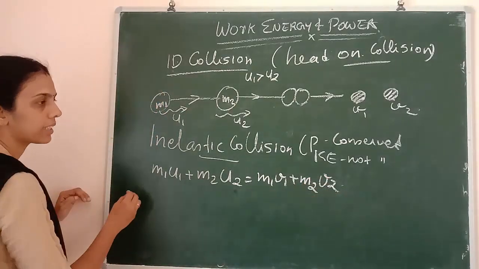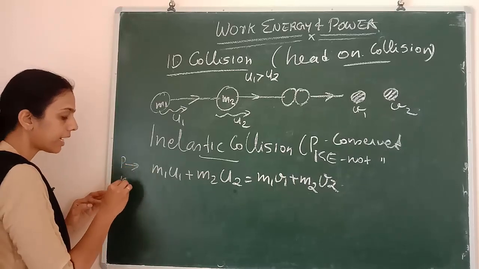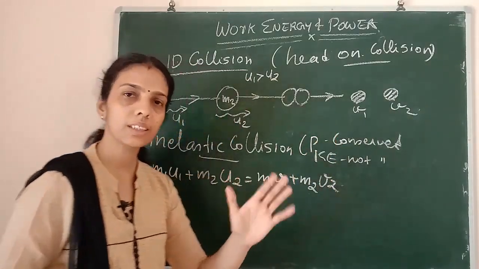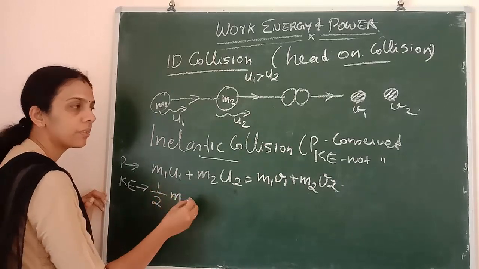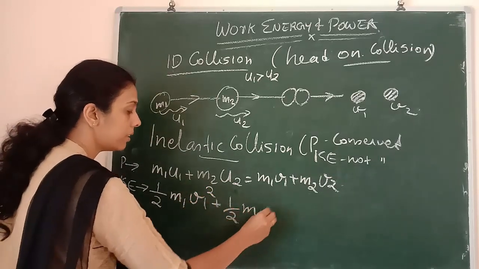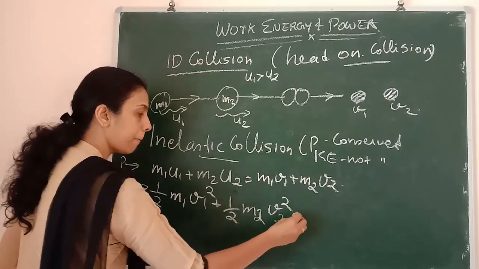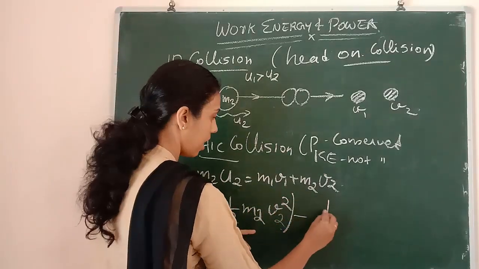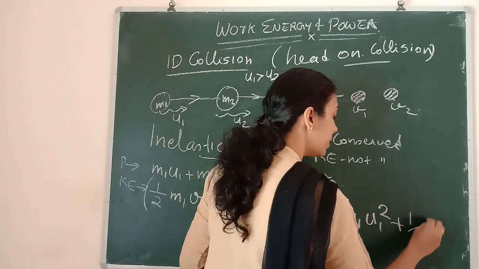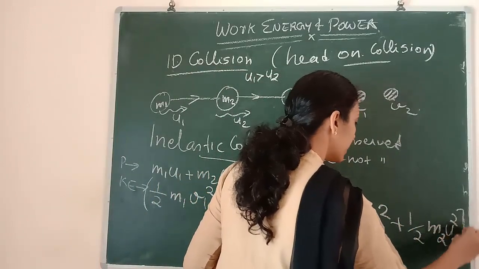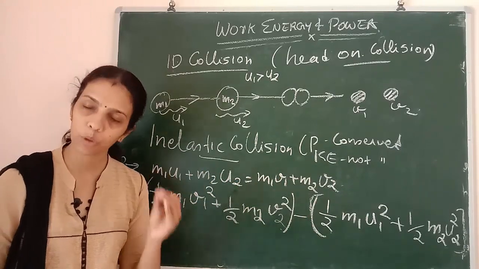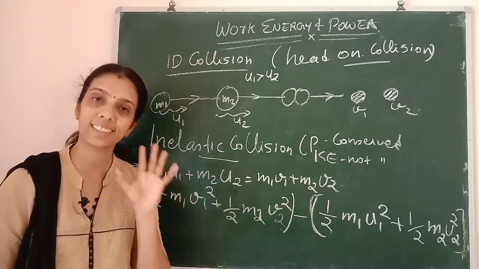Next we consider the kinetic energy. There will be a loss in kinetic energy in the case of inelastic collision. So half m1 v1 square plus half m2 v2 square minus half m1 u1 square plus half m2 u2 square, the total kinetic energy after collision minus the total kinetic energy before collision, will give some quantity because there will be a loss. It is not the same.